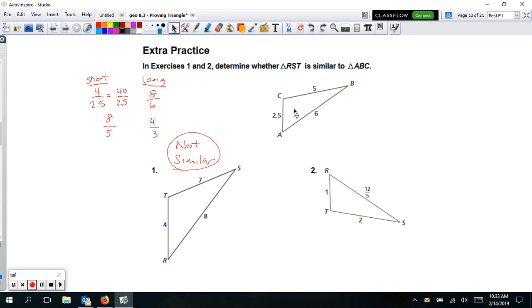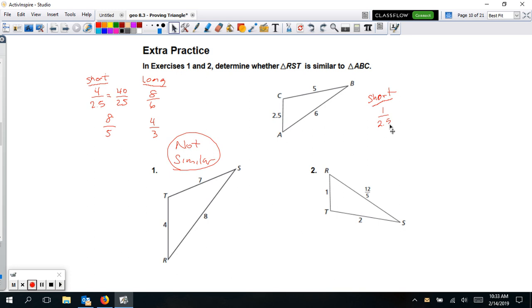One is not similar to ABC. Let's try 2. So starting with the shortest sides, the shortest one on 2 is 1. So we'll start with 1, and the shortest one up here was 2.5 again. So to start with short sides, that's going to be 1/2.5.